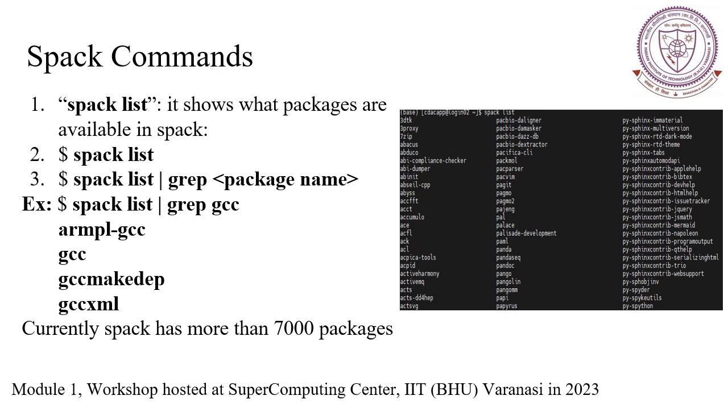Currently, Spack has more than 7,000 software packages available. This includes a wide variety of scientific and engineering application libraries and tools. Here are some examples of how to use the spack list command. If we want to list all the software packages that are available in Spack, we can simply write the spack list command. If we want to list all the software packages that contain the string python, what do we do? We write spack list, pipe, then grep python.